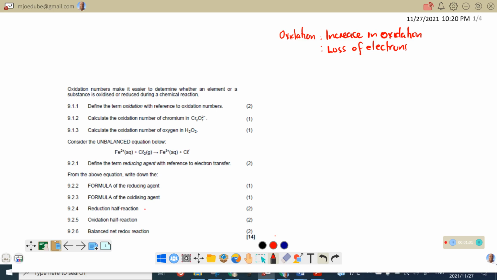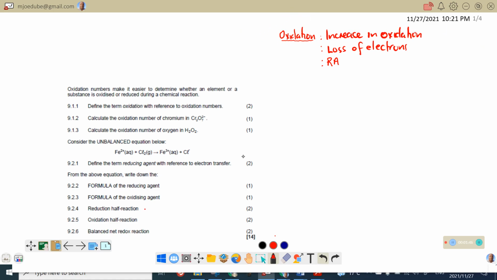And when that happens, the substance that is undergoing a process of oxidation is referred to as the reducing agent, because what it does is it causes the other species to be reduced, and then it undergoes the process of oxidation itself.